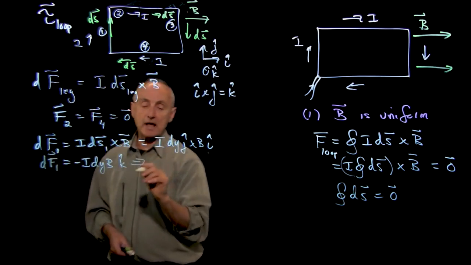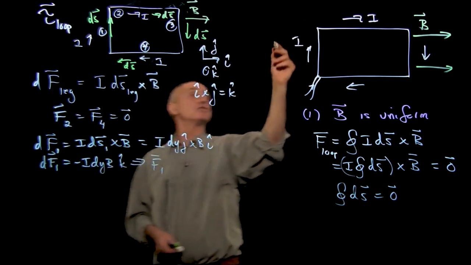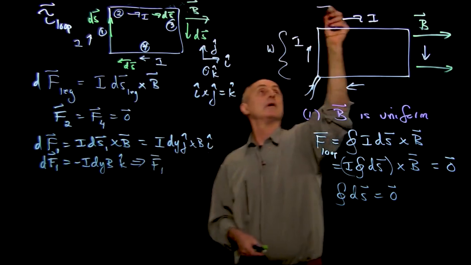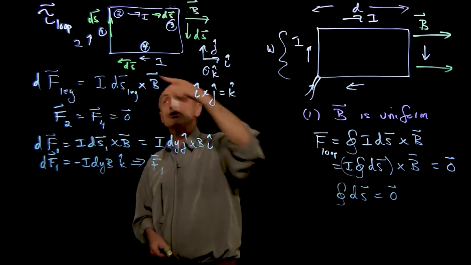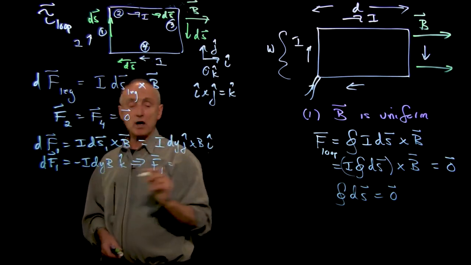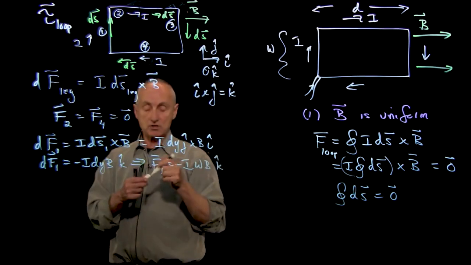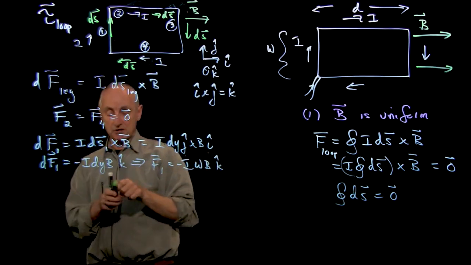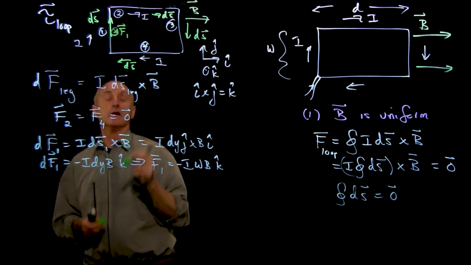And when I integrate that around this leg, let's put some dimensions in here. We'll call this a width w, and here a length d. So I'm just integrating along this length. So it's just the integral of dy is minus I w B k hat. So on this leg, we have a force that's in the minus k hat direction. So we have that force F1.